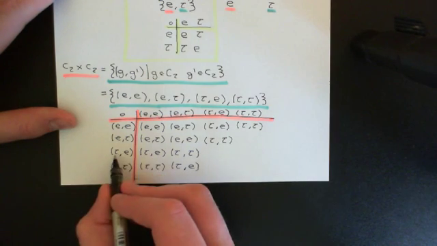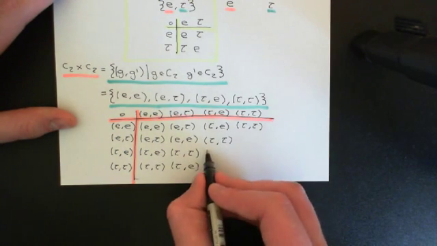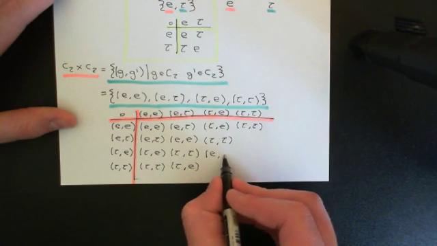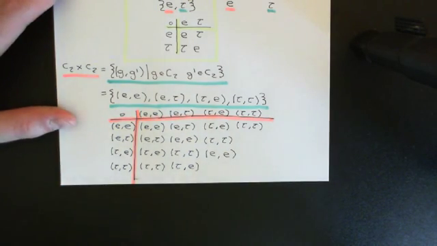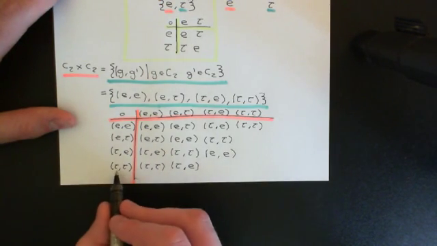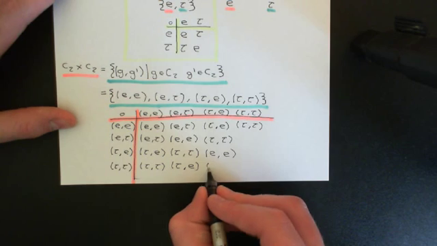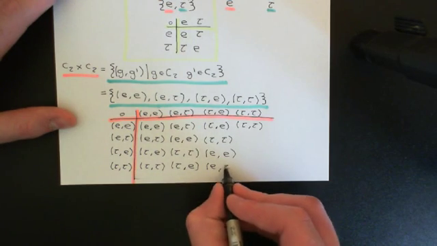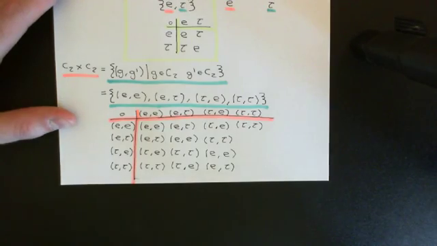Next one down here, we'll have tau composed with tau as our first entry, that'll give us the identity, and then we'll have the identity composed with identity, that'll give us the identity as our second entry as well. Next here, we'll have tau composed with tau, that will give us the identity in position 1. In position 2, we'll get tau composed with identity, that will give us tau in position 2.